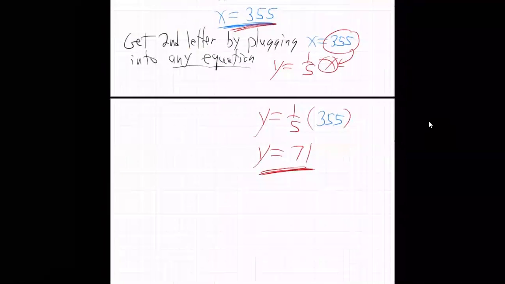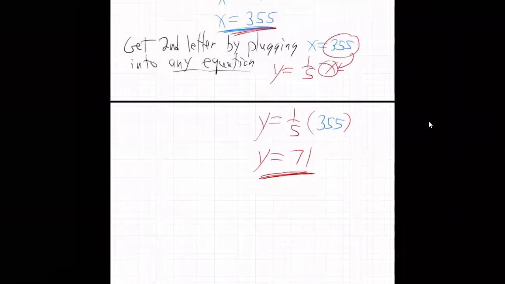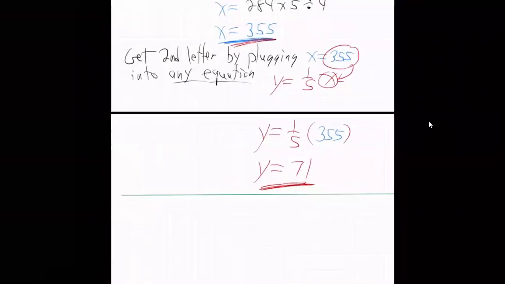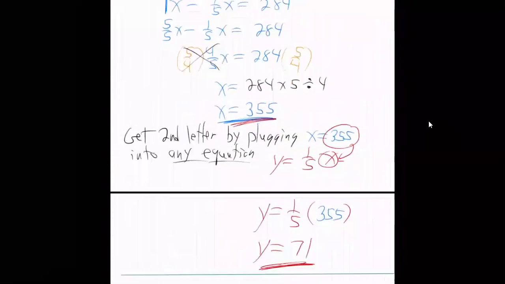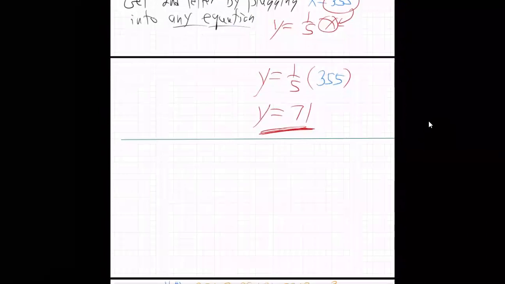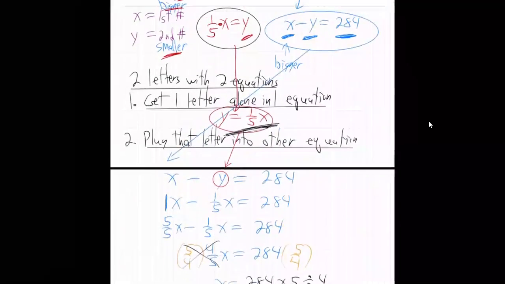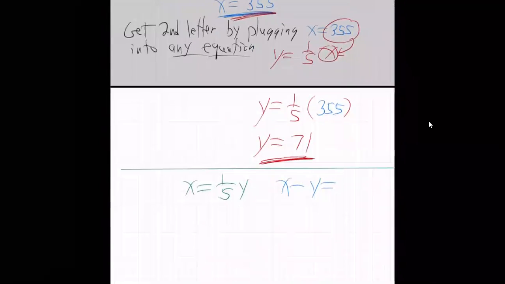Now, let me show you why the other method would not have worked. It would have given us negative answers. Let me show you. So if I switched this, it wouldn't work. If I said x is 1/5 y, if I put the 1/5 over there instead, it wouldn't work because I'm reversing the truth there. So if I said x is 1/5 y, and the other one just kept the same, x minus y is 284. It wouldn't work in this way.